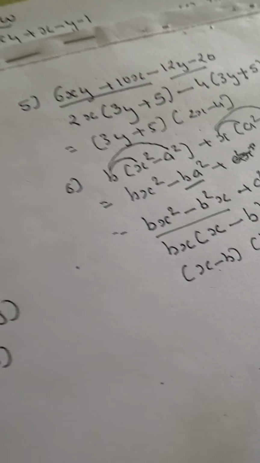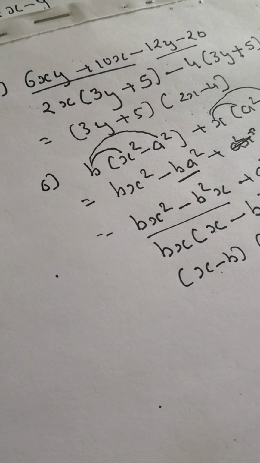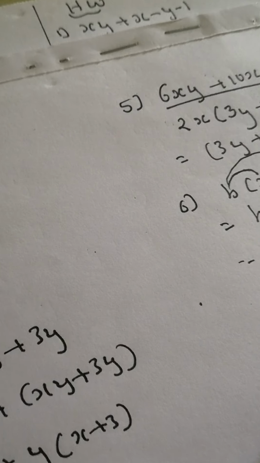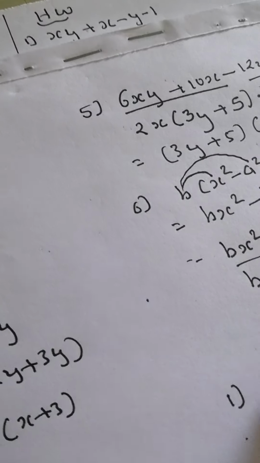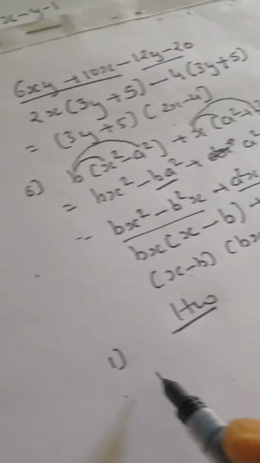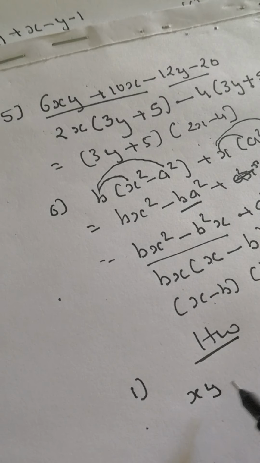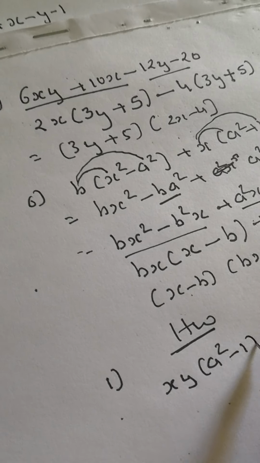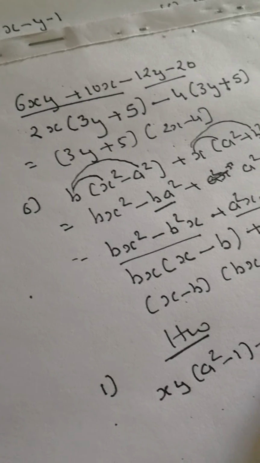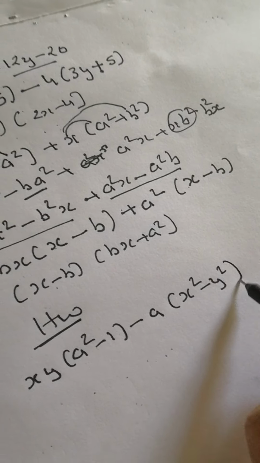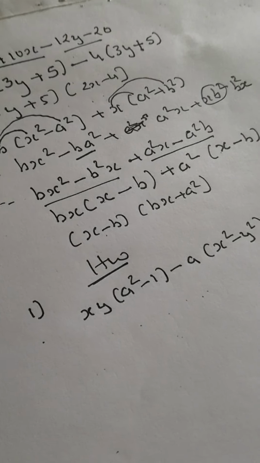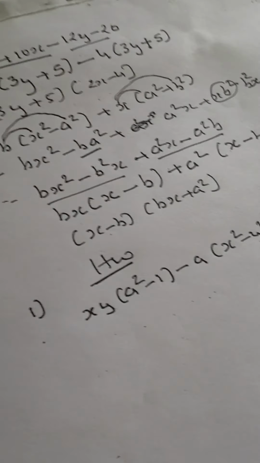That is my answer. I hope, dear students, you have understood these sums. Similarly, I am giving you a few sums as homework. You are going to do your homework, and the solutions will be shown to you tomorrow. The very first sum is xy into a square minus 1 minus a into x square minus y square. This is similar to the sum we have done above, sum number 6.